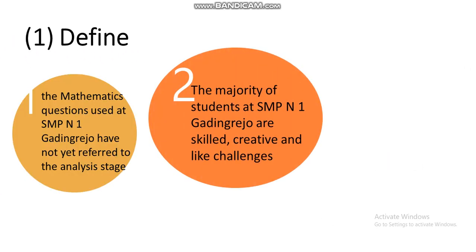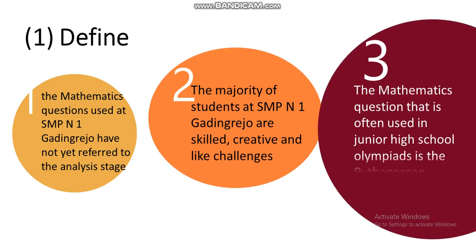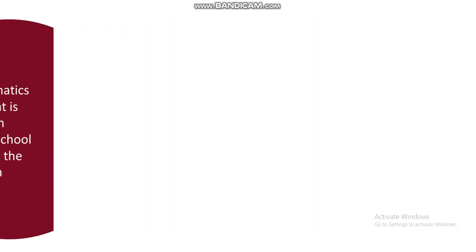Okay, in the define stage, we can see three things. The first is that the mathematical questions used at SMP 1 Gadingrejo have not yet referred to the analysis stage. And the second, the majority of students of SMP 1 Gadingrejo are skilled, creative, and like challenges. The third, the mathematical question that is often used in the junior high school Olympiad is the Pythagorean Theorem.